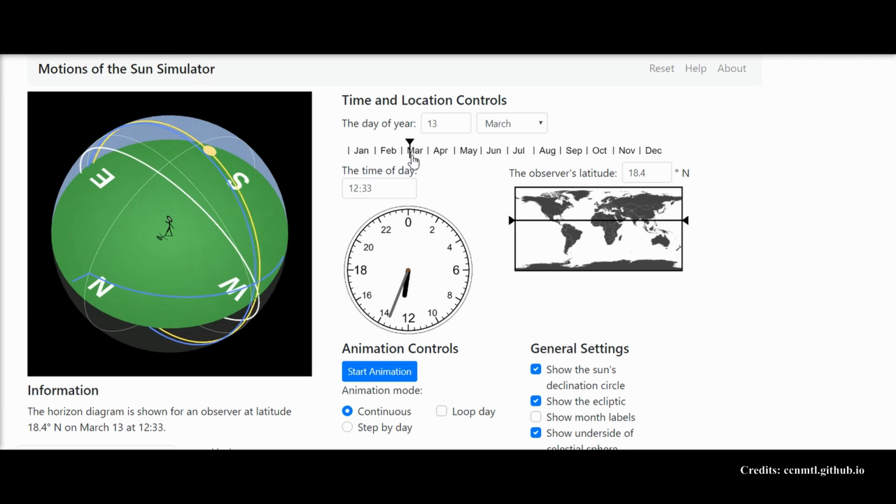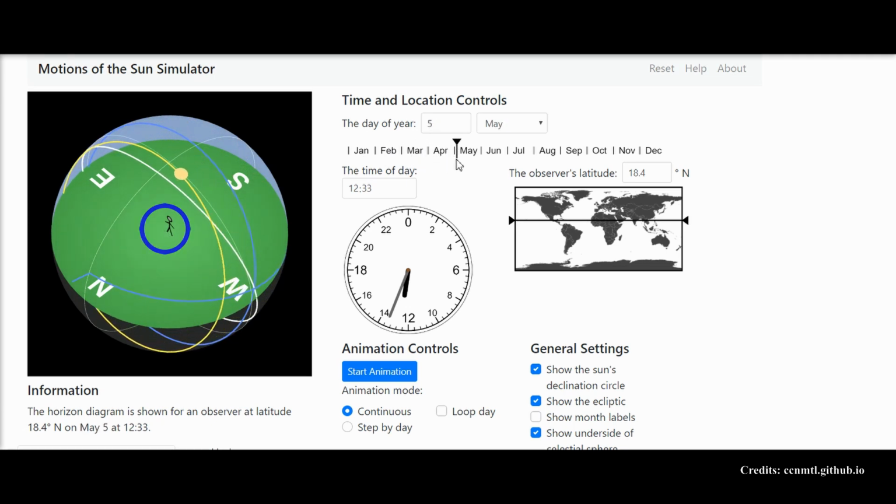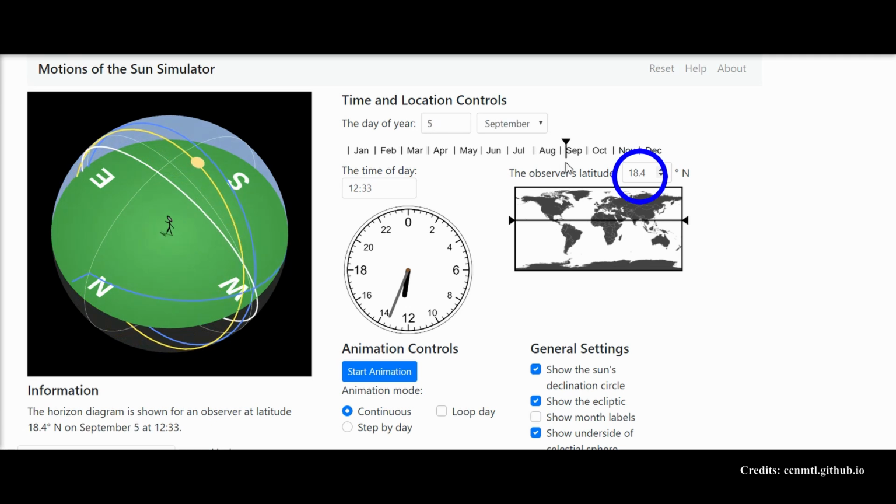In this simulation, you can see how the shadow changes at noon throughout the year. You can enter your location and try it out yourself.